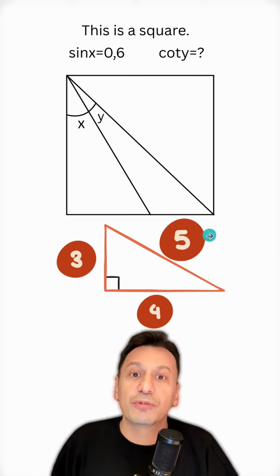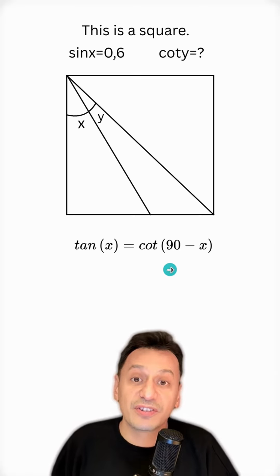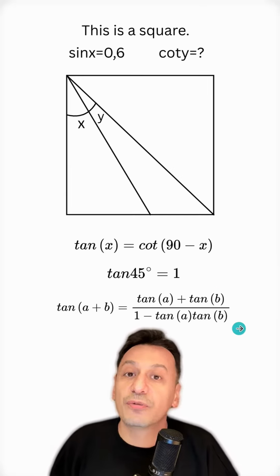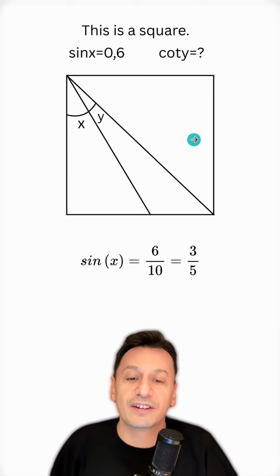The special 3-4-5 triangle, and another thing is that the tangent of one of two complementary angles equals the cotangent of the other. Tangent 45 is equal to 1. And finally, the formula for the sum of tangents. You can also find the proof of this sum formula on my channel. Now we can start asking the question.